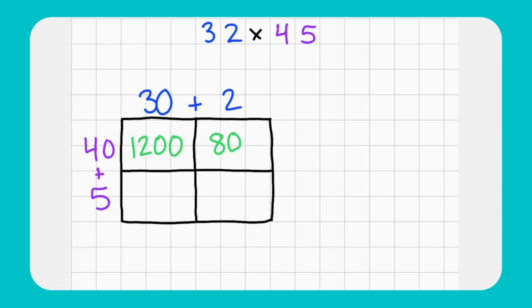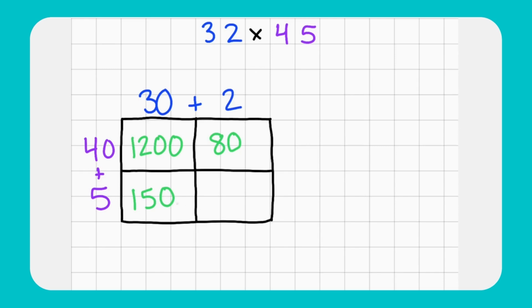Let's move to the next rectangle or the next box, 30 times 5. We have 5 times 3 as our basic fact. 5 times 3 is 15. There are no zeros with the 5, but there's a 0 with the 30 for that tens place. So we're going to put a 0 on to make sure that our answer is in the correct place value.